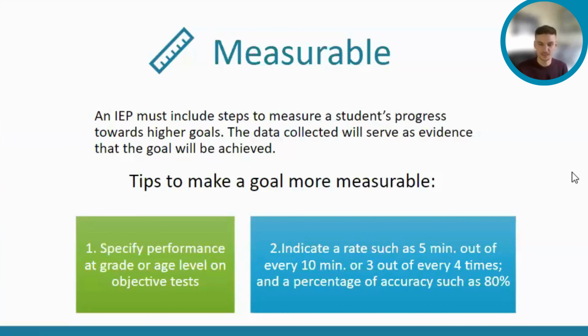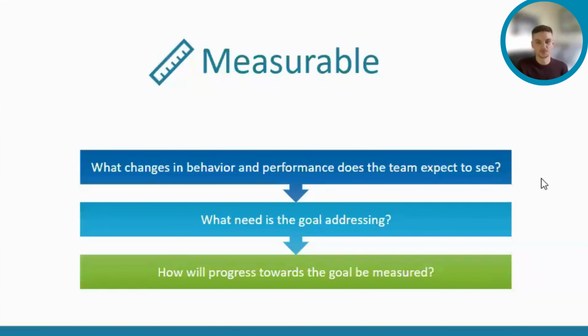So there's an implied baseline, and then indicate a rate such as 5 minutes out of every 10 minutes or 3 out of every 4 times and a percentage of accuracy. So we want to identify the different levels and then identify a metric such as a ratio, such as provided here. And really, the goal of being measurable is to identify what changes in behavior we're expected to see as progress is being made. So how do we know that we're making progress? What need is the goal addressing, and what will that progress look like? So how do we measure that?